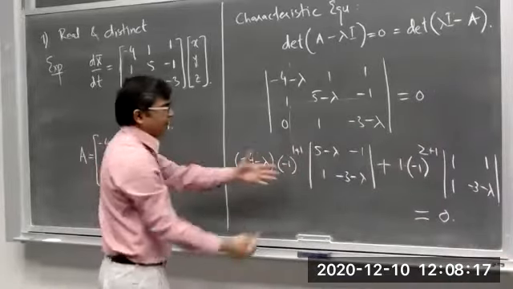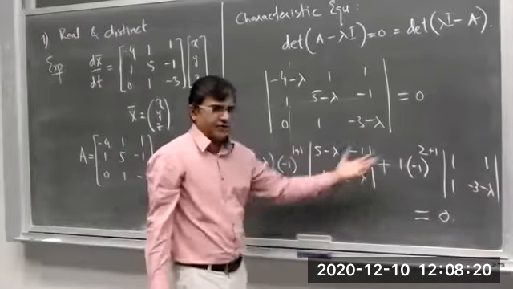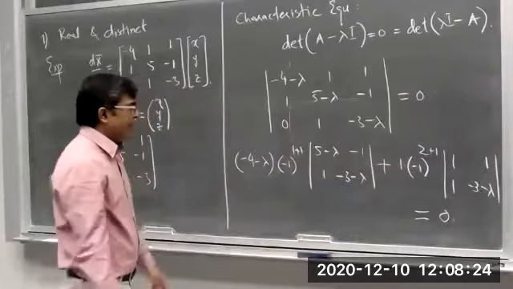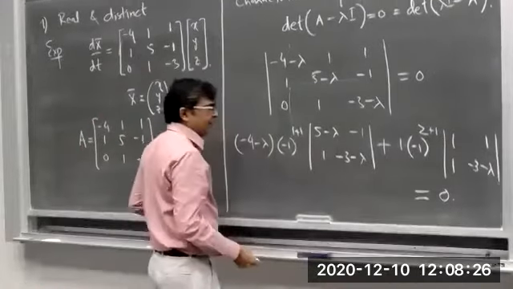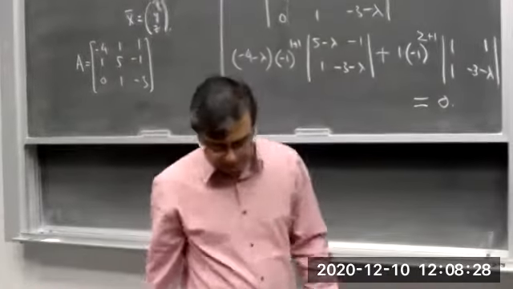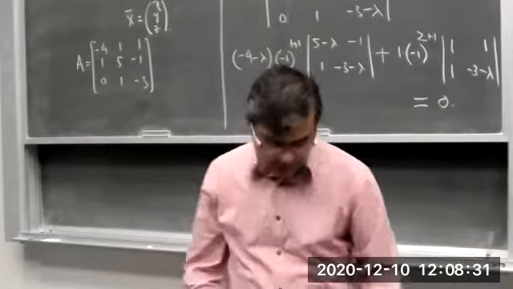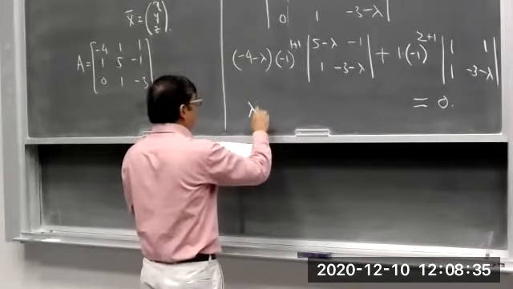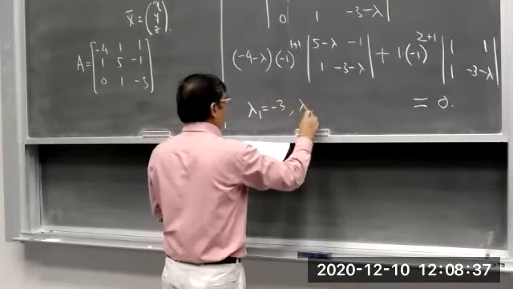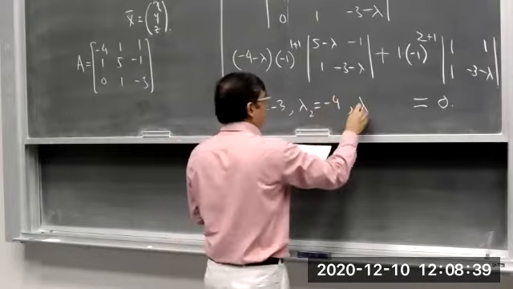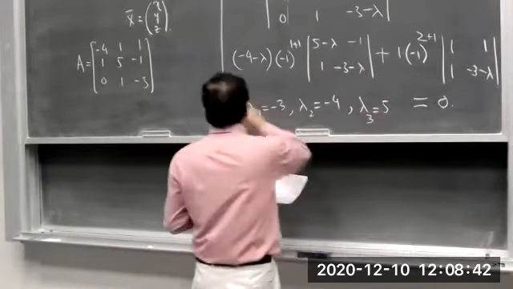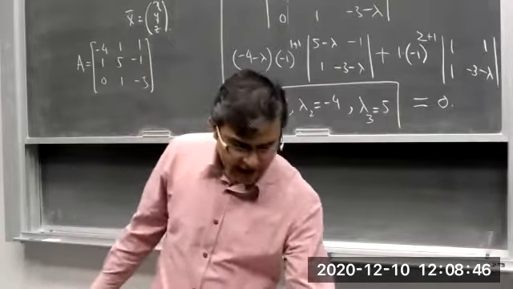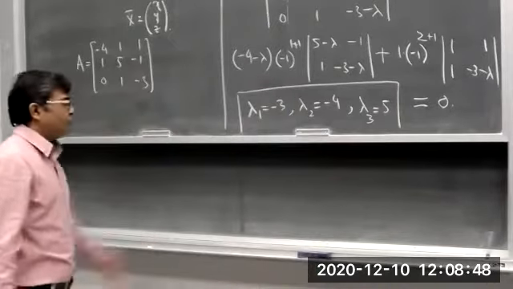Now you can solve this 2 by 2 determinant, and after simplifying, you will definitely get a cubic polynomial. After solving that cubic polynomial for its roots, we finally obtain lambda 1 equal to -3, lambda 2 equal to -4, and lambda 3 equal to 5. So these are the roots which we obtain after solving that cubic polynomial.